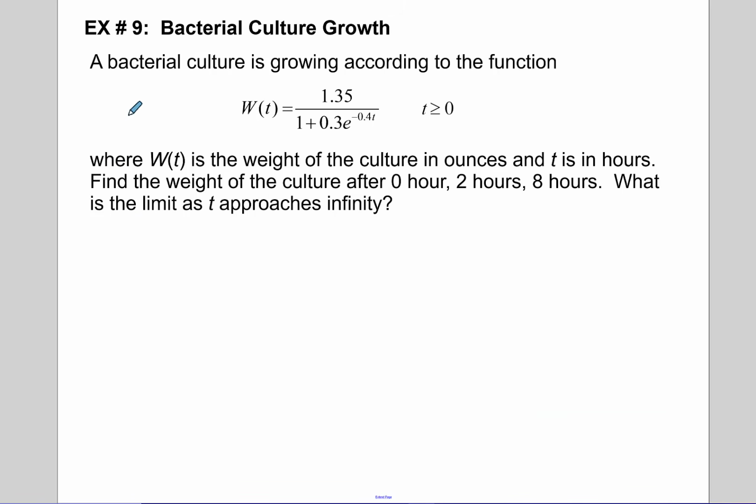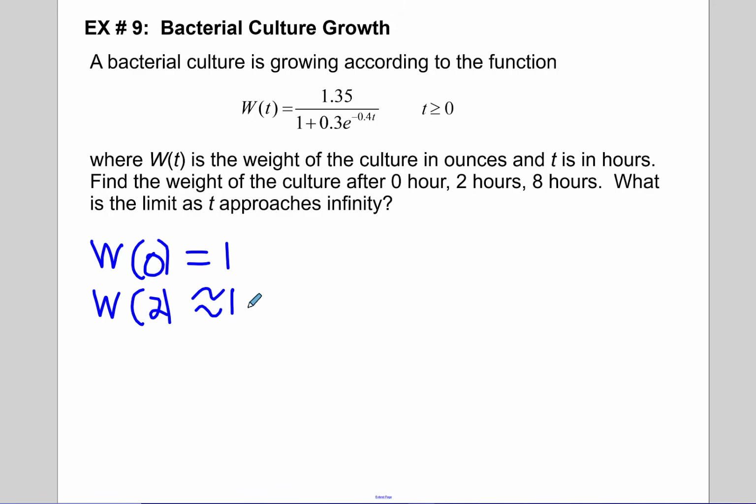Excuse me. Here we have a practical application. A bacteria is growing according to this function, and W of t is the weight of the culture in ounces. T is in hours. Find the weight of the culture after 0 hours, 2 hours, 8 hours. What's the limit? So we want to look at the W of 0. I've already pre-done that. That was 1. The weight at 2.